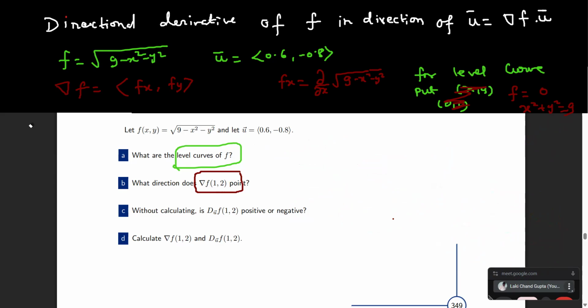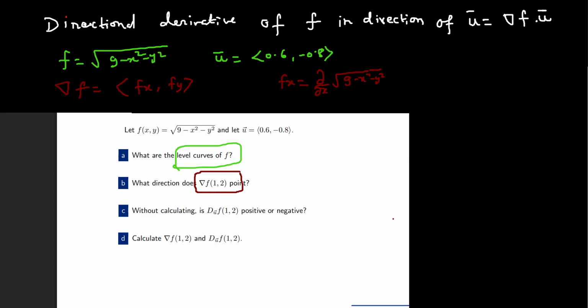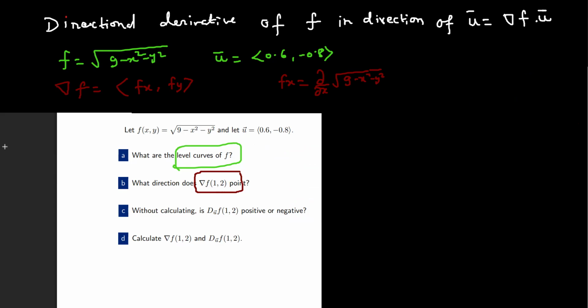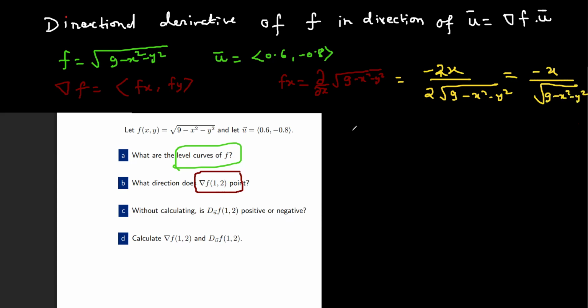How will you differentiate this? We can simplify this function a little bit, saying 9 minus x squared minus y squared to the power of half. So it will be 1 by 2 root of the expression times minus 2x, right? Now find fy, same thing. So grad f will be what?